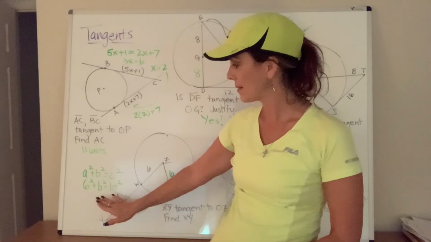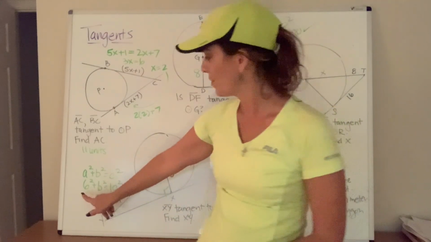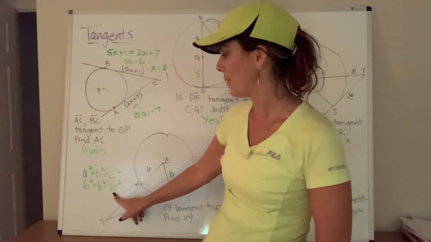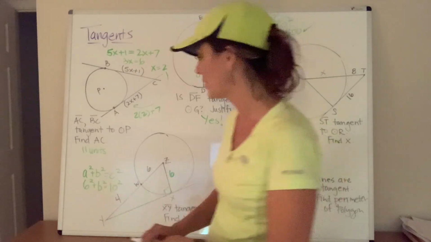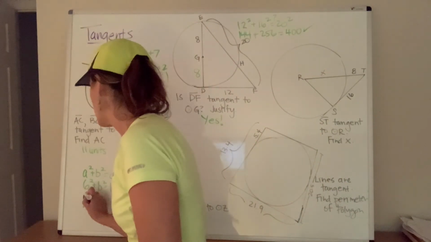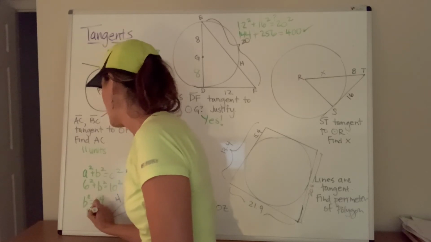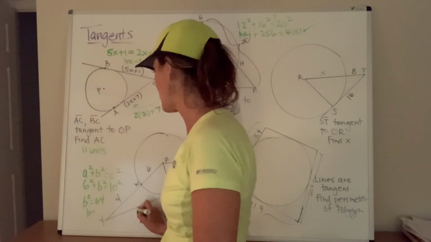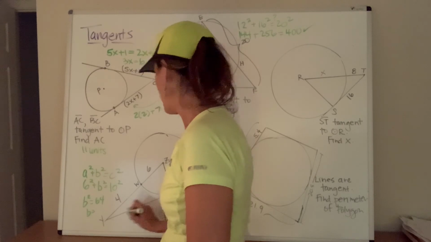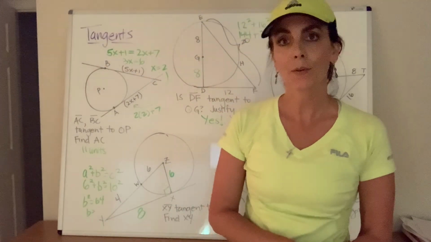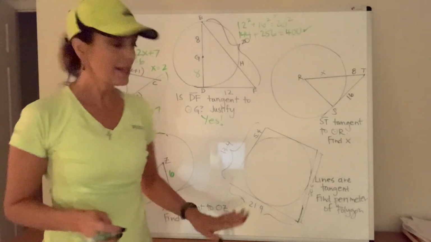All right, and then I need to solve for the other one. So this is 36, and this is 100, right? So b squared would be 100 minus 36, which is 64. And so in this case, our last side length is going to be 8 units, okay?